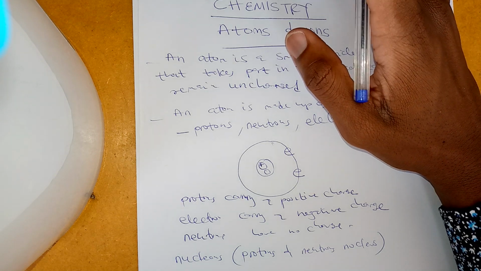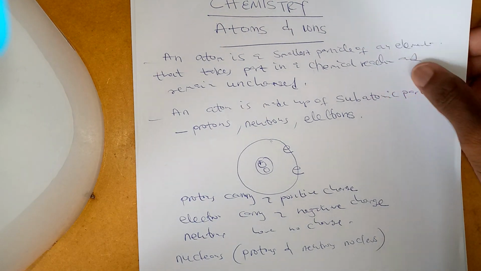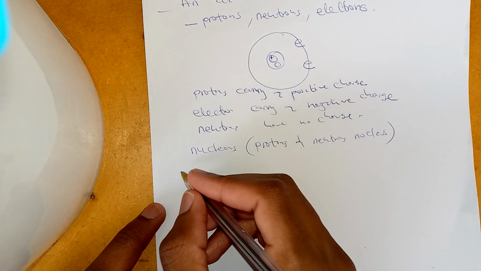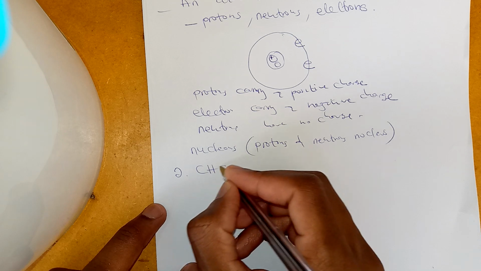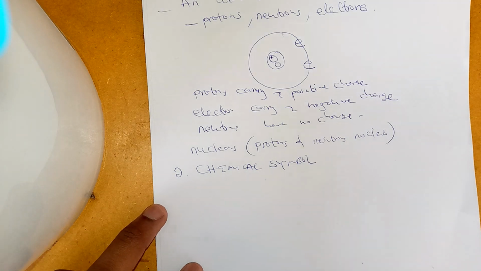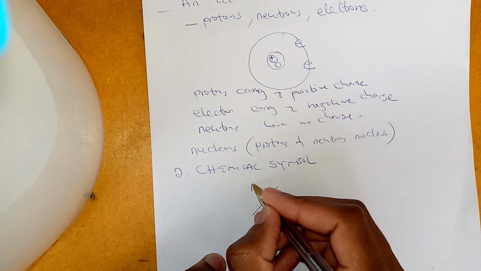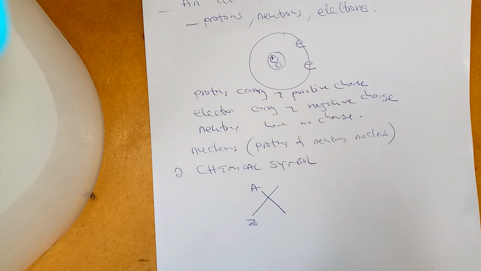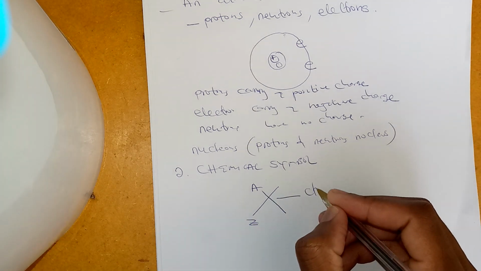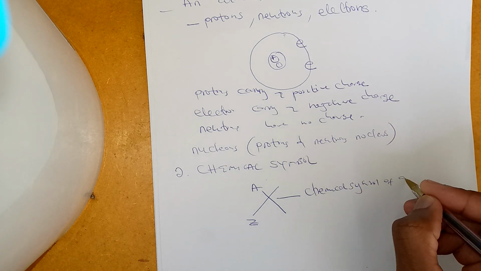Having understood what an atom is and its subatomic particles, we now move on to look at the chemical symbol. How is this atom going to appear? You see something like this in most of your textbooks. We have X, we have A, and Z. X will represent the chemical symbol of an element.